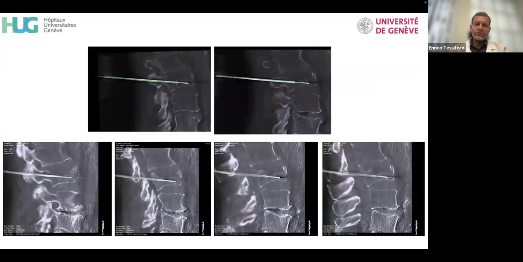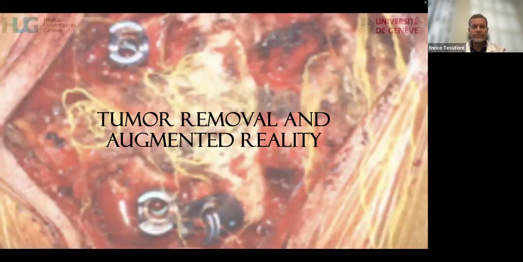And we were able then to see on the monitor the true advance of the Jamshidi needle and the K-wire into the vertebral body, and the superposition and the merging with the computer-generated green image and ideal trajectory, which was very reliable. And we did a few cases with success.